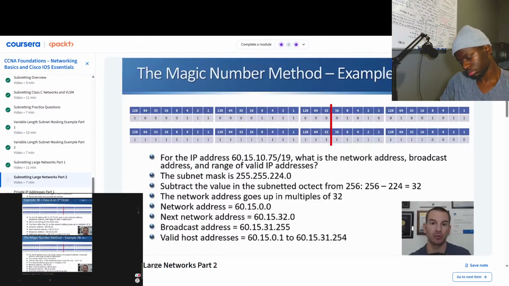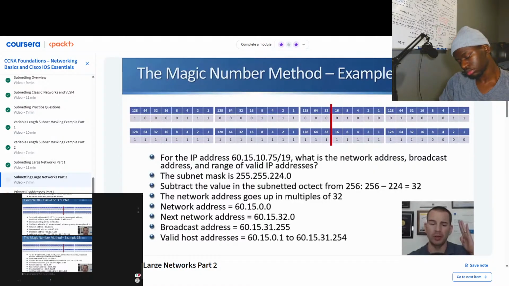Again, it's on the third octet rather than the fourth octet here. So we can figure out the same as we did in the previous slide that it must be a network address of 60.15.0.0 because our value in the third octet is 10. The broadcast address, one less than that, is 60.15.31.255. Valid hosts are 60.15.0.1 up to 60.15.31.254.